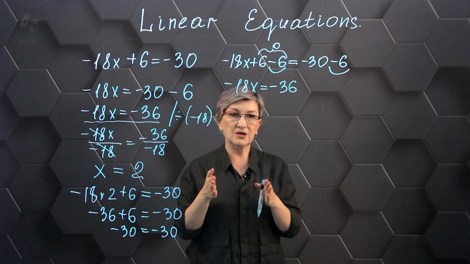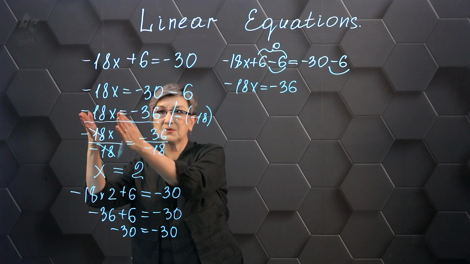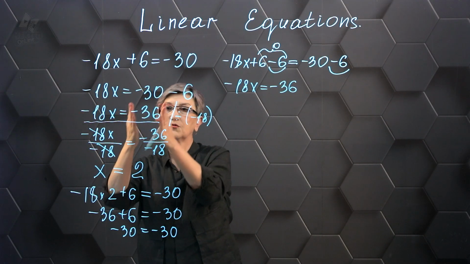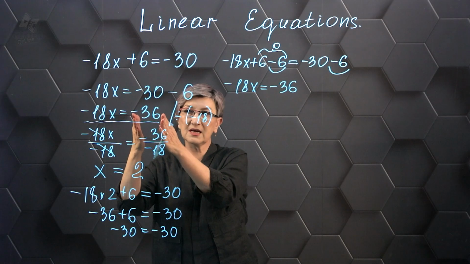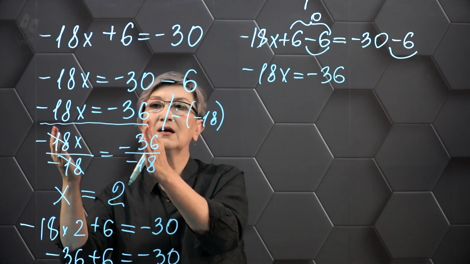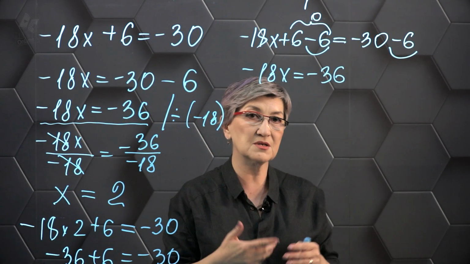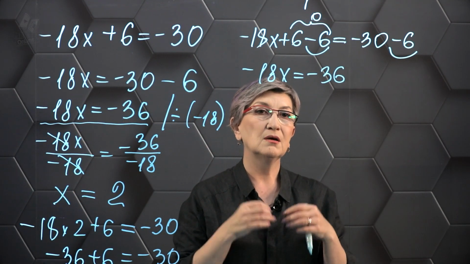First of all, when solving equations, you need to write the variables in one part, and in the other part, you need to write the constants. And then you need to divide by the factor that is written next to the variable, and in this case, you will get the correct answer.